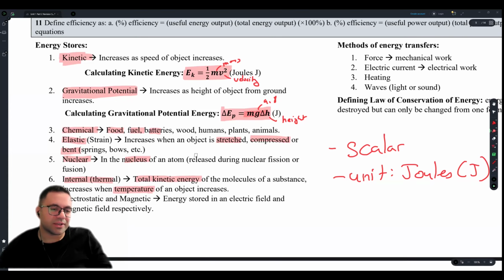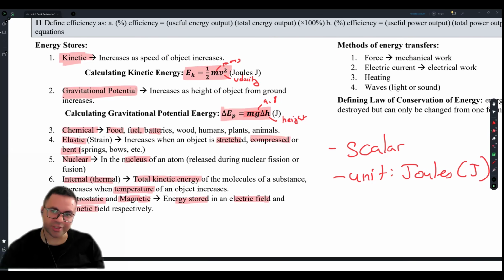And then you have electrostatic or magnetic energy. We don't really see these a lot. We just call it electrical energy for short. But this is the energy stored inside an electric field or a magnetic field, or just the energy stored or transferred by a charge. So electric energy is the energy transferred by a charge.